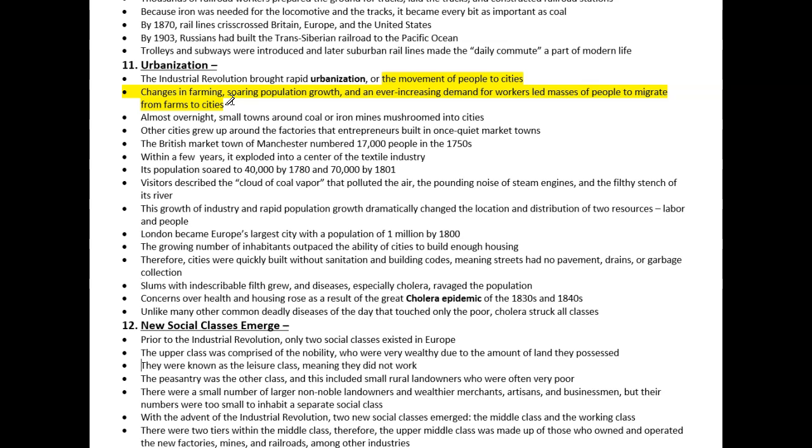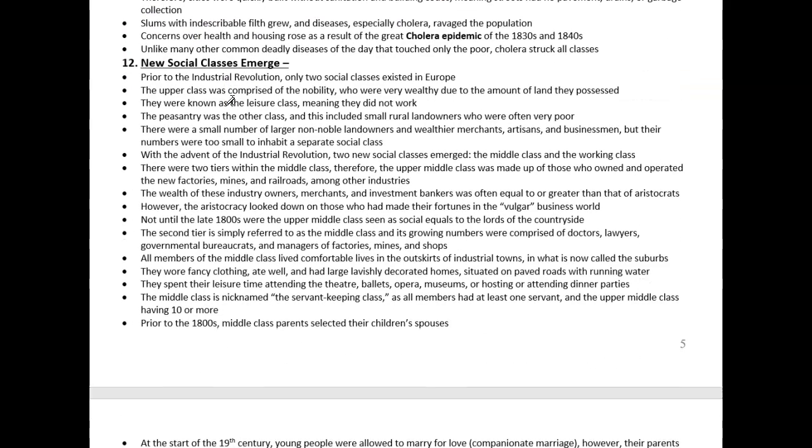Number 12. New social classes emerge. Prior to the Industrial Revolution, only two social classes existed in Europe. The upper class was comprised of the nobility, who were very wealthy due to the amount of land they possessed. They were known as the leisure class, meaning they did not work. The peasantry was the other class, and this included small rural landowners who were often very poor. There were a small number of larger non-noble landowners and wealthier merchants, artisans, and businessmen, but their numbers were too small to inhabit a separate social class.